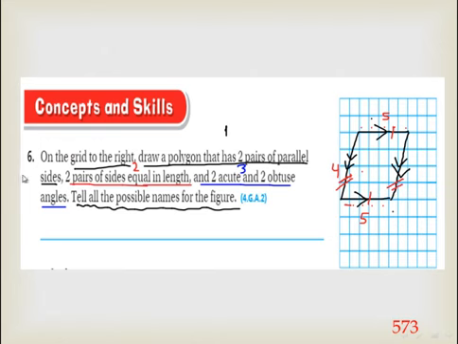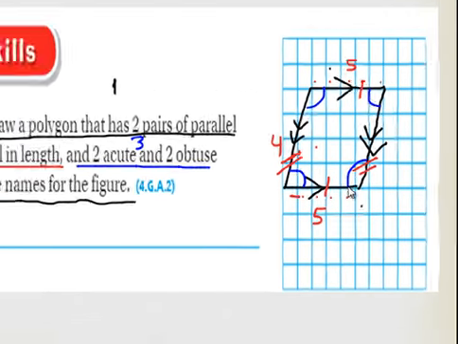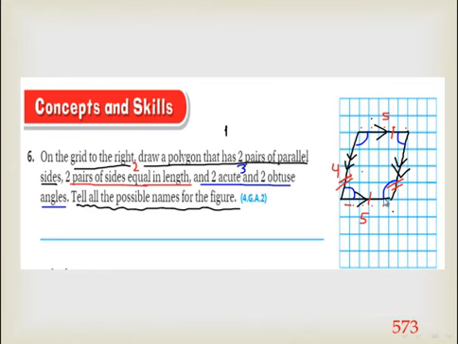The third condition that he said, two acute and two obtuse angles. Can you see acute angle here? Yes. Can you see acute angle here? Yes, of course. I drew it without any knowing. Can you see obtuse angle here? Yes. Can you see obtuse angle here? Yes. I drew my figure. So, tell all the possible names for this figure.